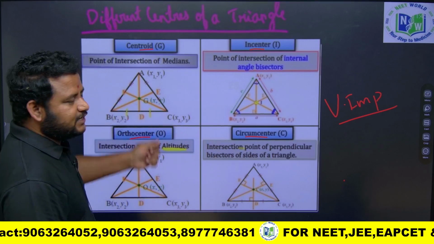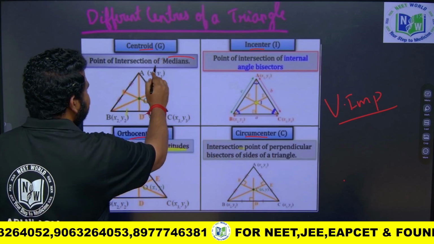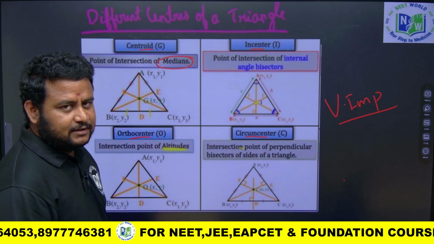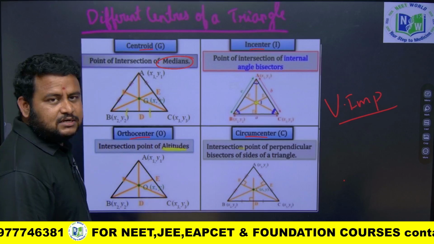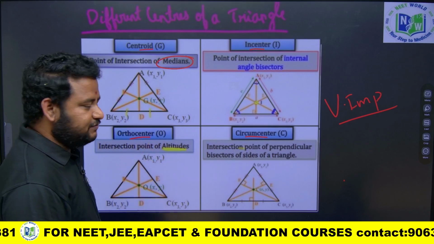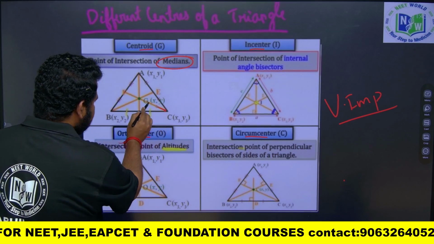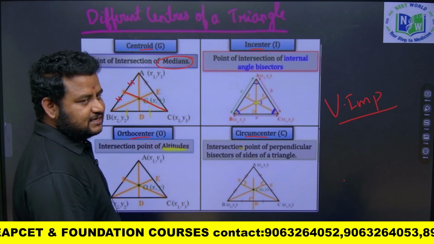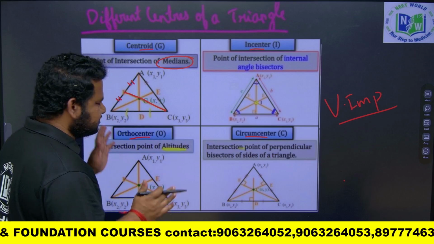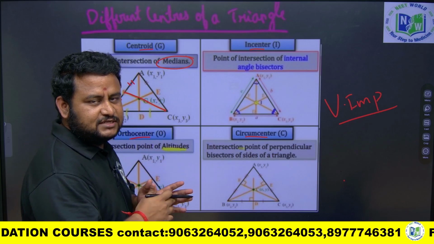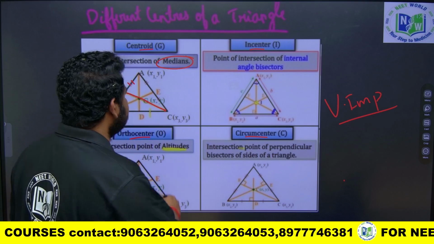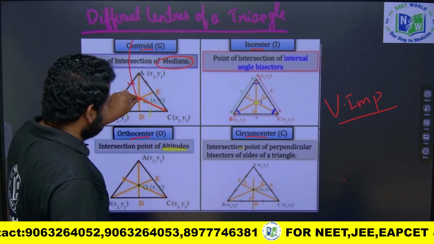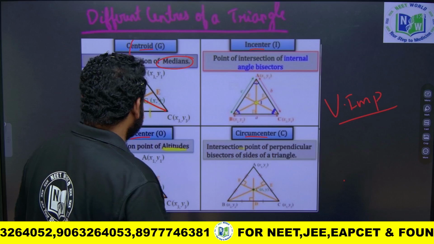Now, what do you mean by centroid? Centroid is the point of intersection of medians. When we talk about medians, what is a median? A median is a line segment which divides the opposite side equally. Suppose this is the centroid, it divides this side AB into two equal halves. It is a bisector of the opposite side. This point of intersection of the medians, we call it the centroid. This green dot is representing the centroid. Okay, this is about the centroid.